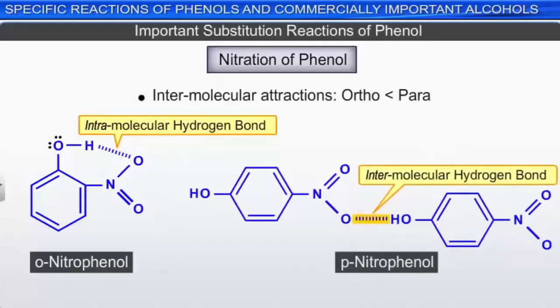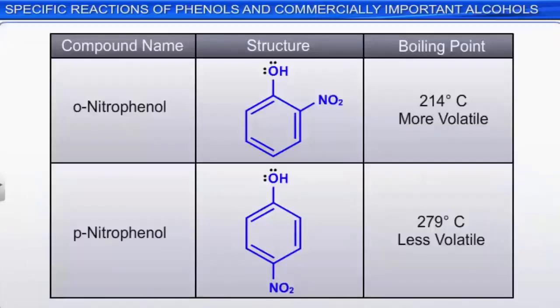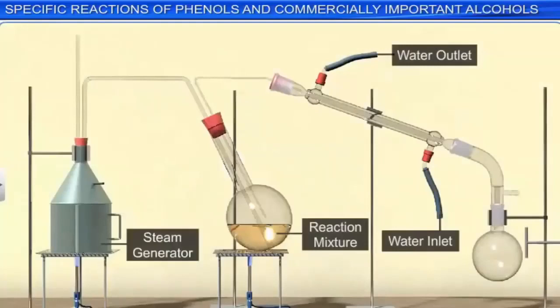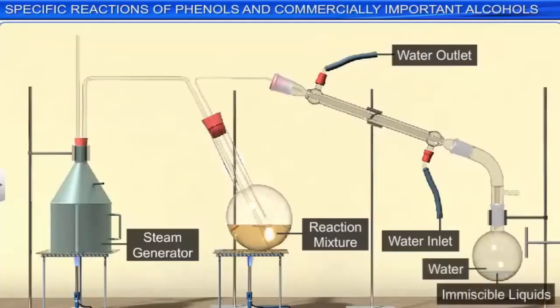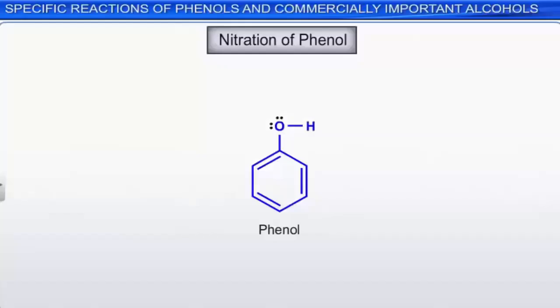Therefore, orthonitrophenol is more volatile, with a lower boiling point, than para-nitrophenol, with a higher boiling point. We can use the difference in their boiling points to separate the isomers by steam distillation. Orthonitrophenol is steam volatile, but para-nitrophenol is not. The outcome of nitration of phenol varies with the reaction conditions.